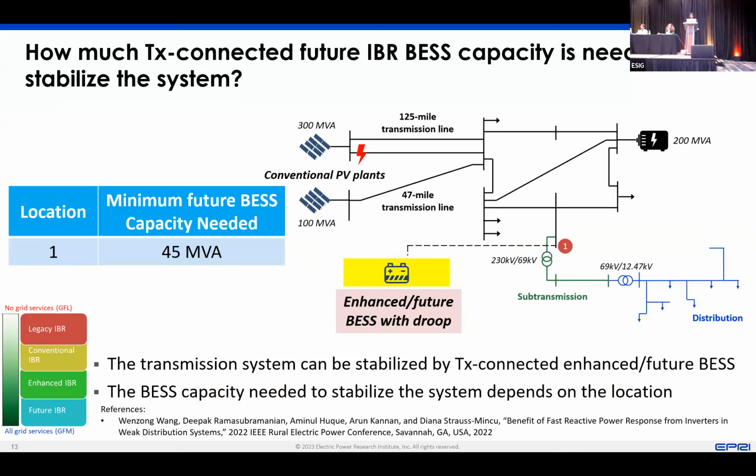So if we use a transmission connected resource to help the distribution system or help improve the stability, then after a bunch of different studies, which I'm summarizing here, of course, we found out that we need around 45 MVA of future IBR in order to stabilize the network. And that 45 MVA value is dependent upon the location where it's connected, which is called bus number 1 in this particular evaluation. So if you had a 45 MVA enhanced or future IBR connected at the transmission network, you can stabilize the network, keeping those other conventional plants in play. So this is an additional asset, an additional resource that is required.